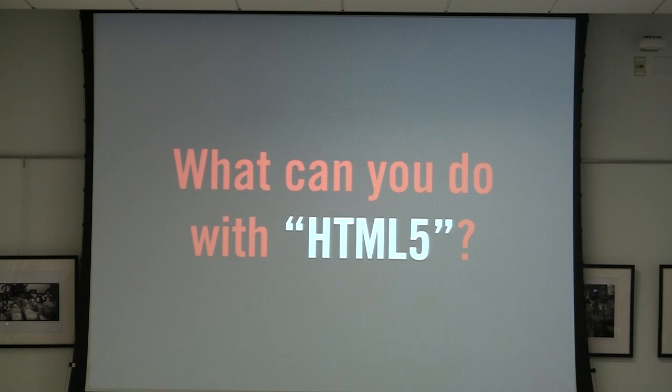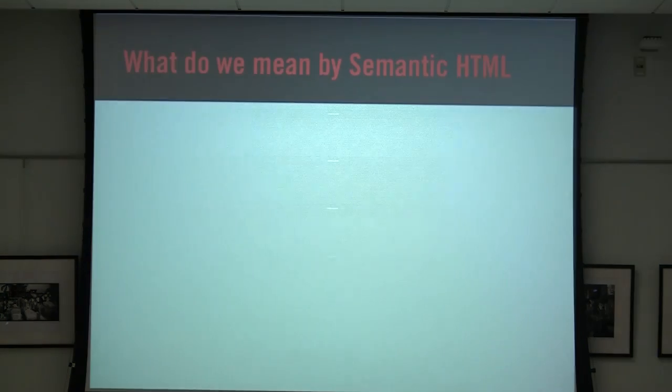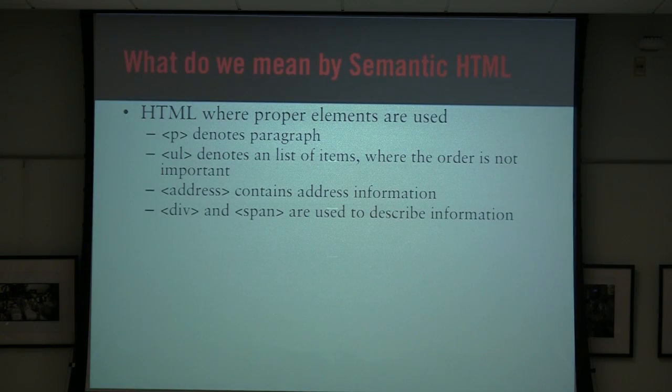Okay, first thing I want to get into is the semantics that have been added in HTML5. So semantic HTML means your markup describes its content without presenting it, right? Which is just a fancy way of saying separate presentation from content. So in HTML terms, this is going to mean things like a P denotes a paragraph, right? A UL denotes a list of unordered items. An address contains address information. Div and span are extra little elements that you use to segment pieces of your site.